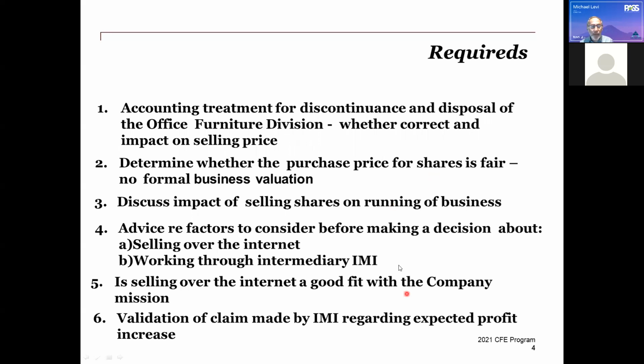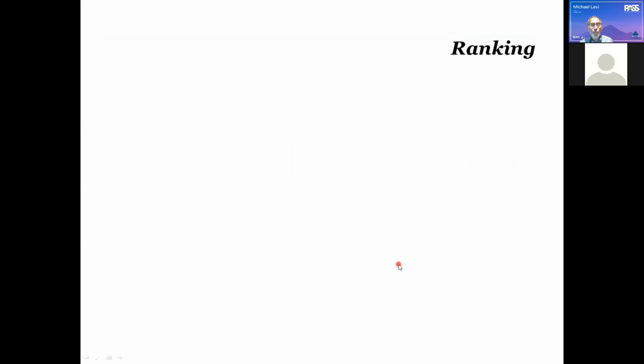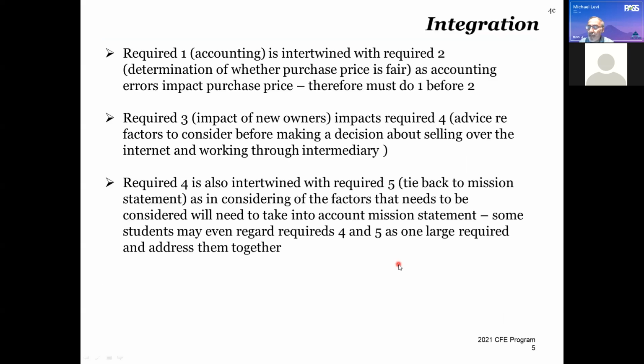Very normal. I'll be honest with you. Whether you looked at 4 and 5 as one big required, or you looked at them as 2 requireds, makes no difference because they're very intertwined. So at the end of the day, personally, even if I looked at 4 and 5 as 2 requireds, I would have addressed them together anyhow because they're so intertwined.